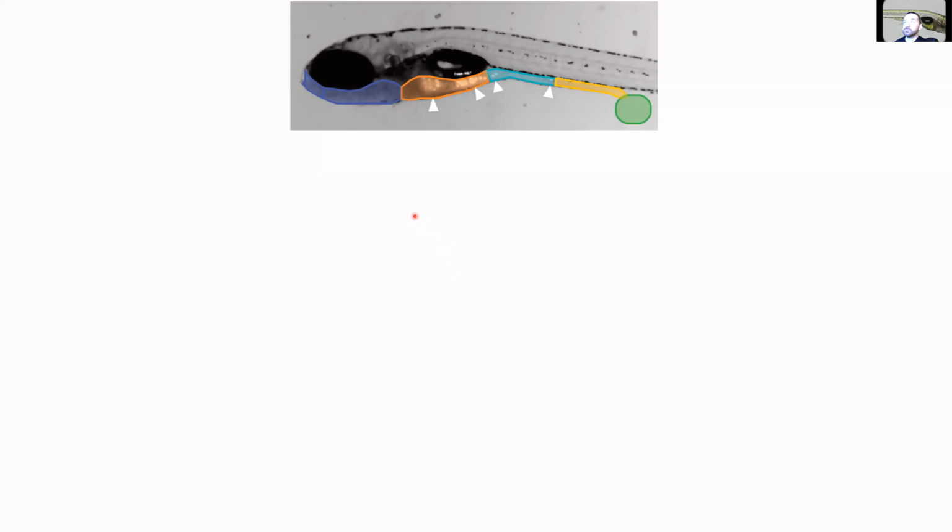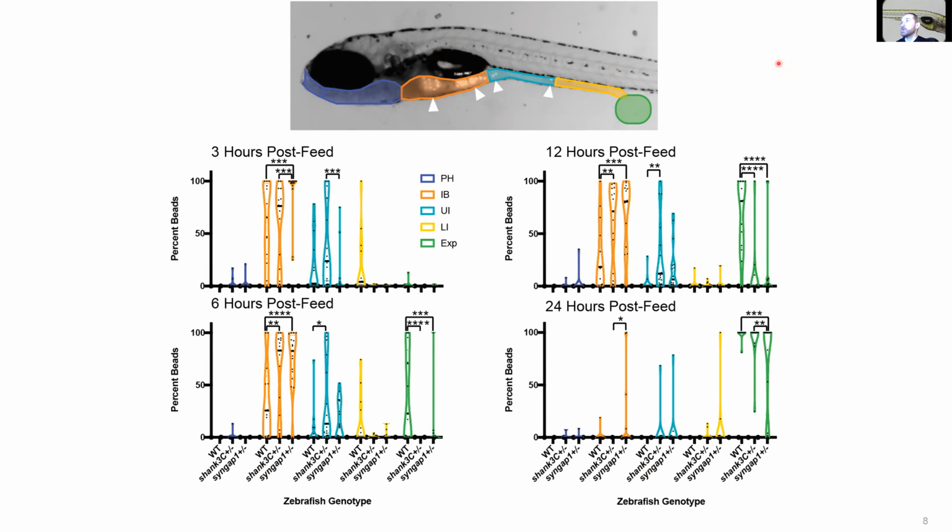So in dividing the digestive tract of these fish into 5 distinct regions, dark blue being the pharynx or the throat, orange being the intestinal bulb or the stomach, cyan being upper intestine, yellow being lower intestine, and green being expelled, we were able to track and record how long it took these varying genetic backgrounds to pass these beads.